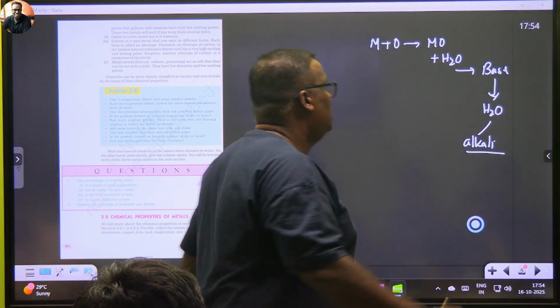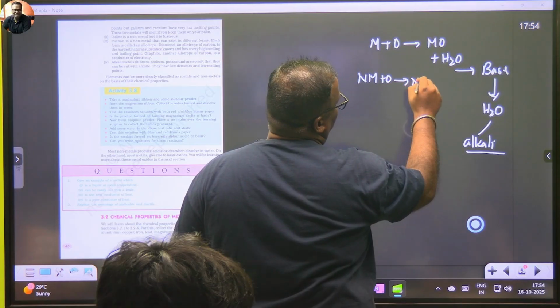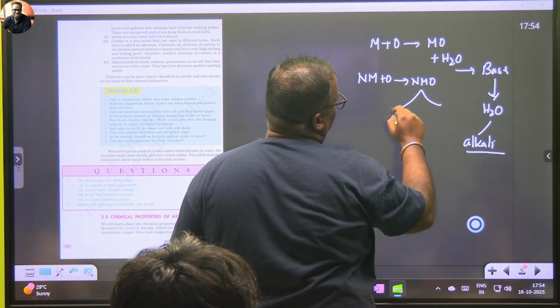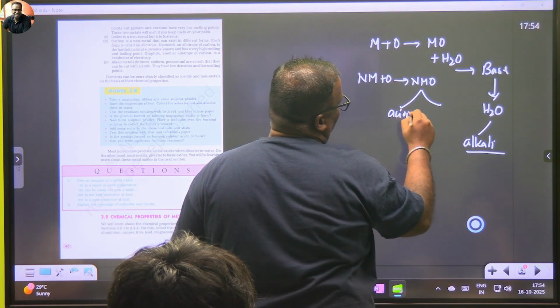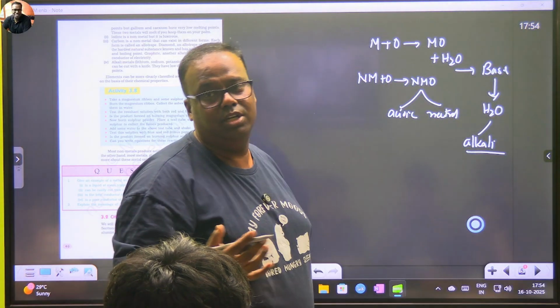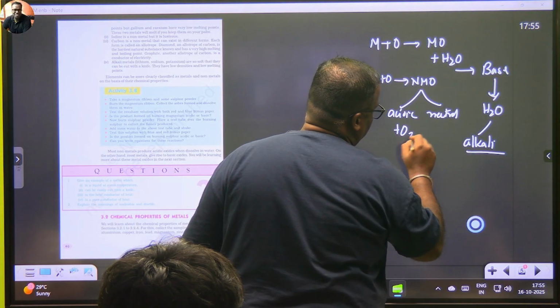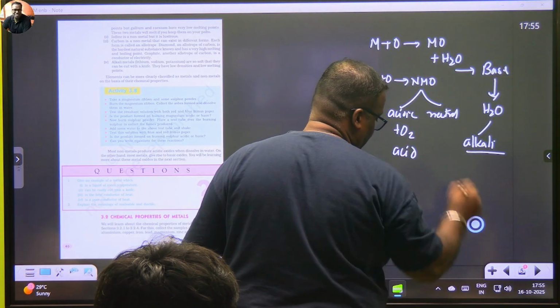Clear? If you have a non-metal and you react it with oxygen, it forms a non-metal oxide. And this non-metal oxide can either be acidic or can also be neutral. Water is a neutral non-metal oxide, H2O. Okay? Acidic means if you react it with oxygen, it will form an oxide, and then react it with water.